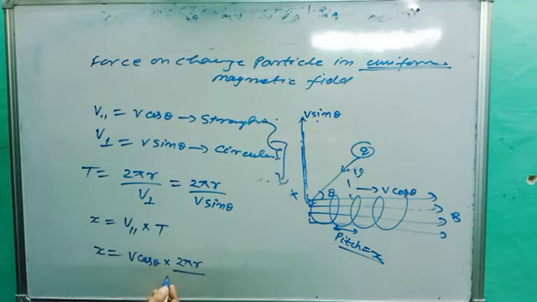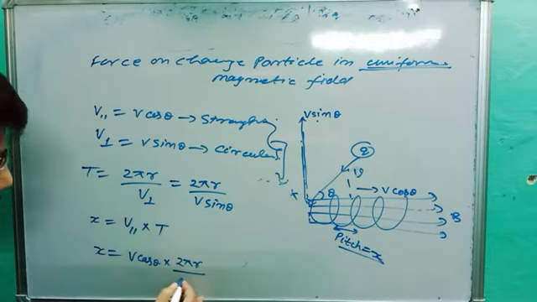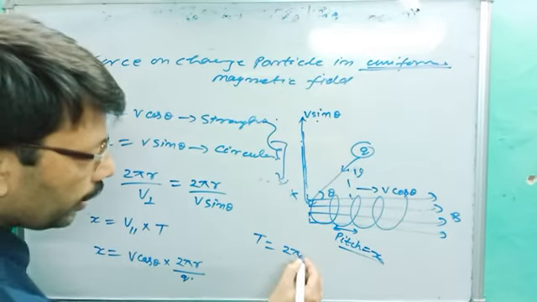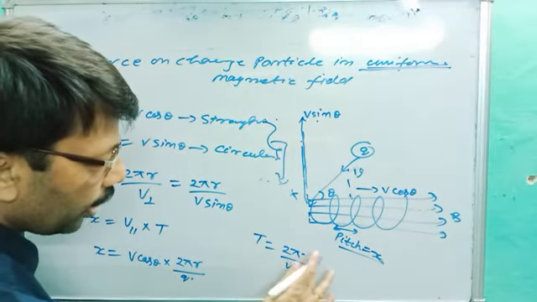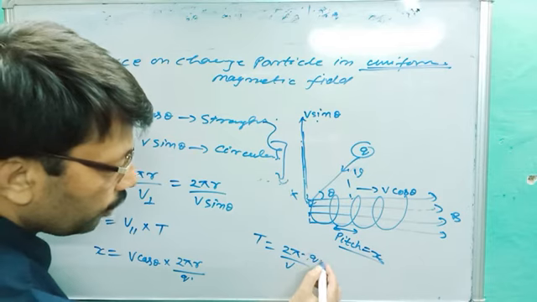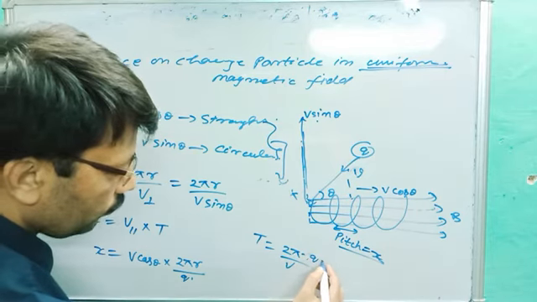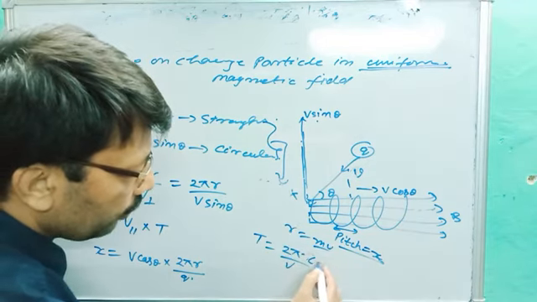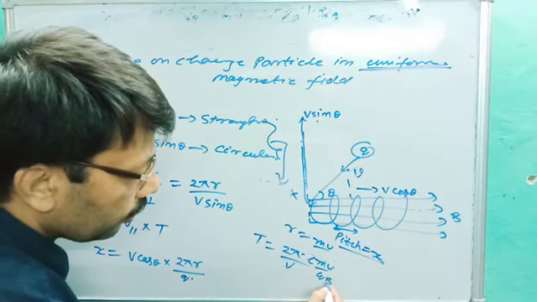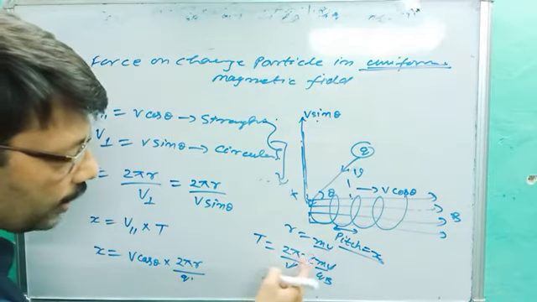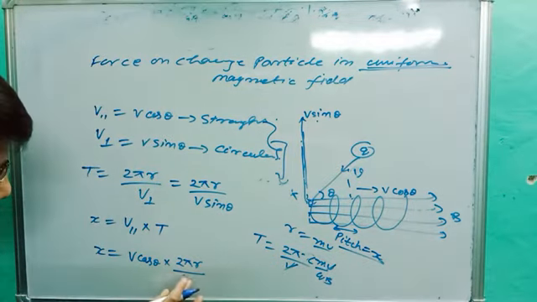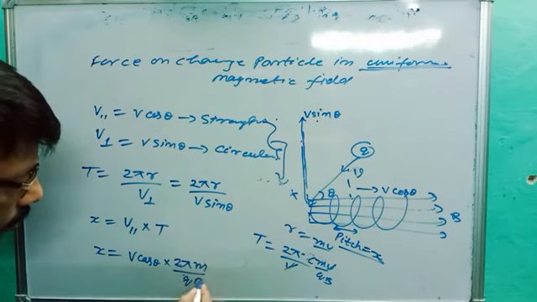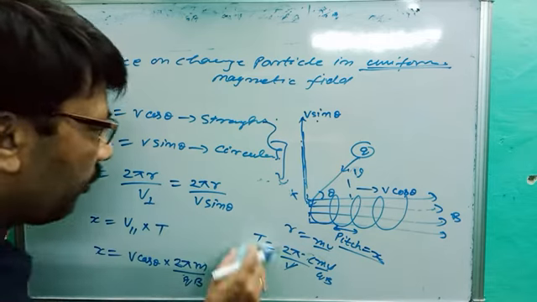2 pi r upon v. The time is equal to distance, 2 pi r, upon v, and r is equal to mv upon qB. So it becomes 2 pi mv upon qB v. v will cancel out. You will get 2 pi m upon qB. So the time period is 2 pi m upon qB. Are you getting the point? This is the time period formula.